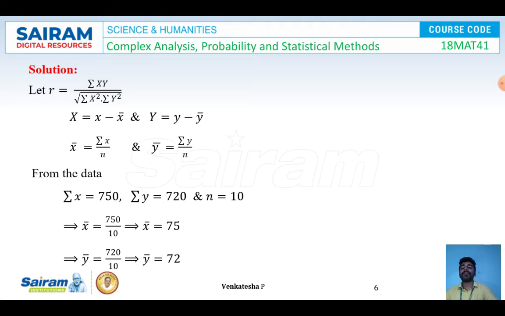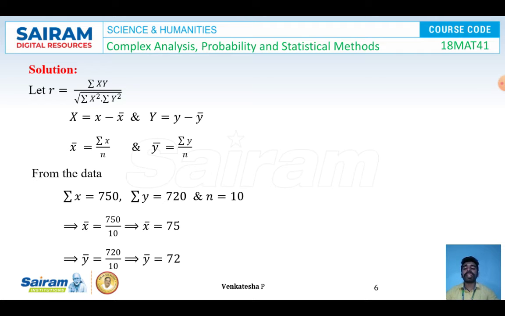To calculate summation x, I'll be adding all the x values. So I got 750. To calculate summation y, I'm adding all the y values. I got 720. And we have the value of n is equal to 10. So we get x bar is equal to 750 by 10, which implies the mean of x is 75. Similarly, y bar is equal to 720 by 10, so the mean of y is 72.